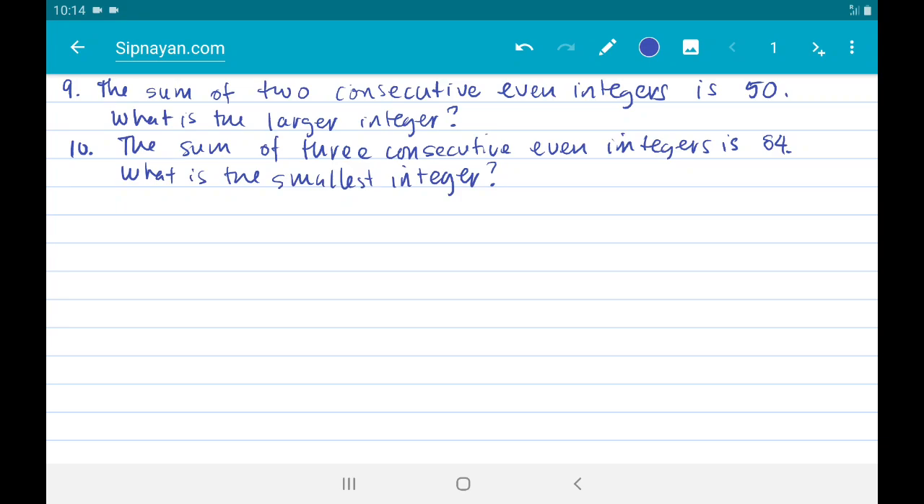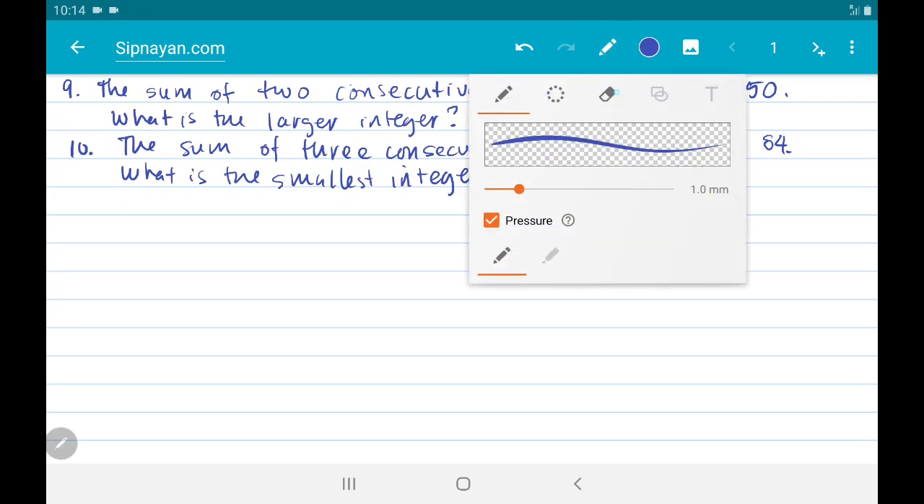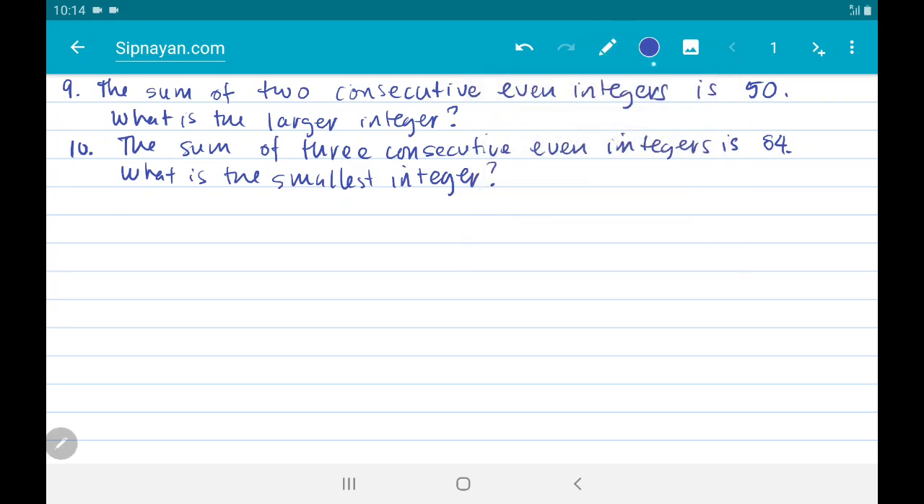So sa previous video pinag-usapan natin yung consecutive numbers o consecutive integers, at dito pag-uusapan naman natin yung consecutive even integers. So anong pagkakaiba niya dun sa consecutive integers lang, no? So pag consecutive, ibig sabihin magkasunod, di ba?